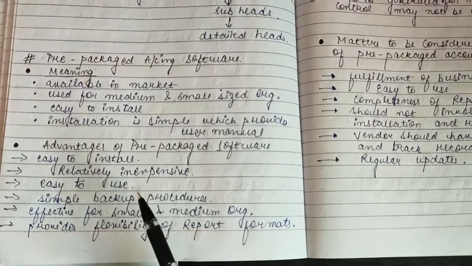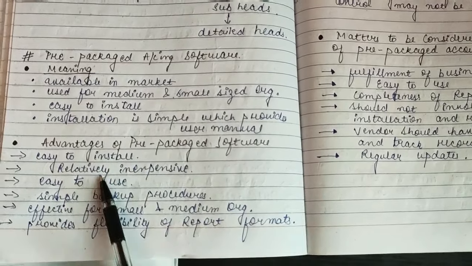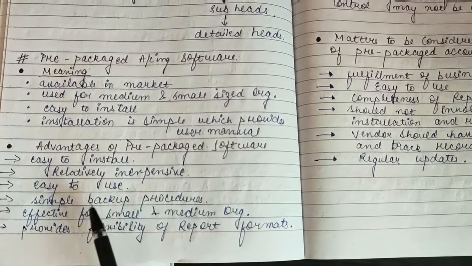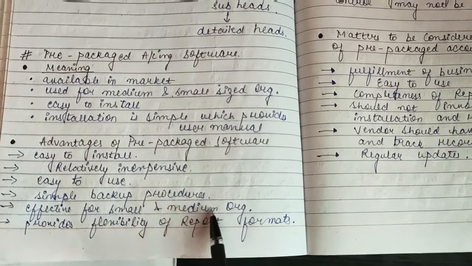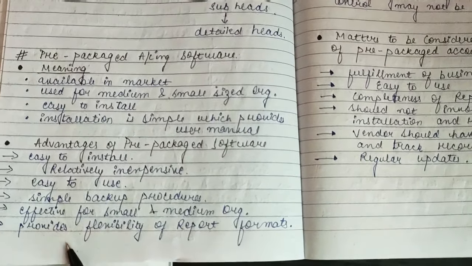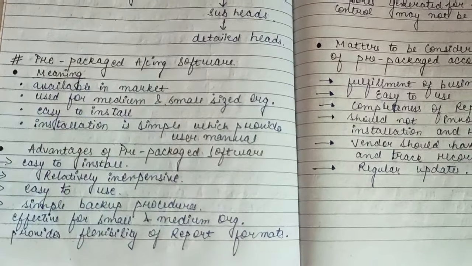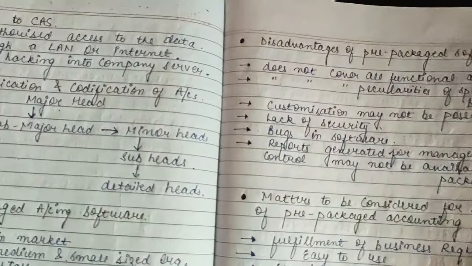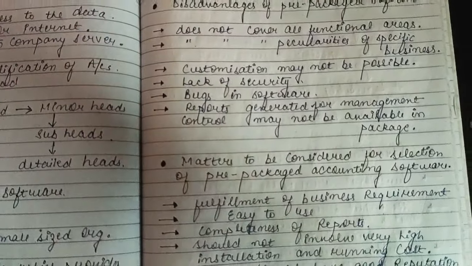Now what are the advantages of pre-packaged software? It is easy to install, it is relatively inexpensive, that is not very expensive, easy to use, simple backup procedures are there, and it is effective for small and medium sized organizations because they don't have to maintain much data, and it also provides flexibility of report formats. So if it has advantages, of course it will have some disadvantages. So let us see what are the disadvantages of pre-packaged accounting software.